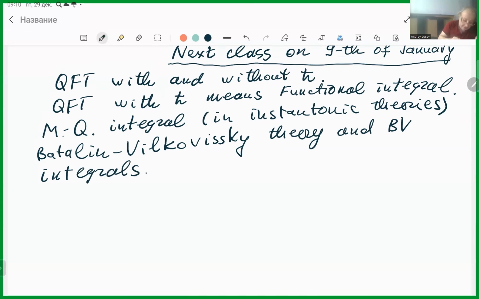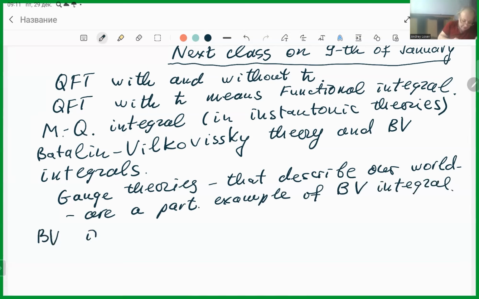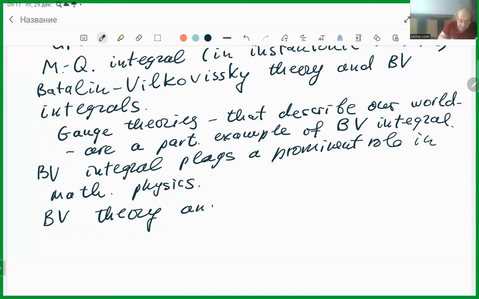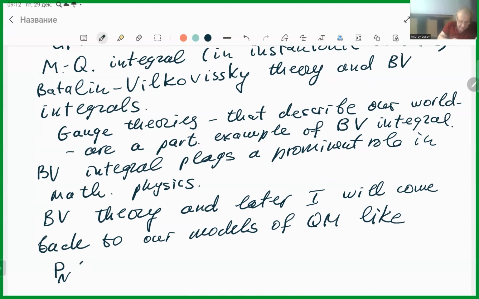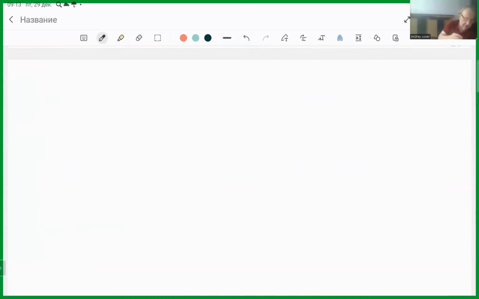The importance of this is that the gauge theories that describe our world are a particular example of a BV integral. However, BV integral plays a prominent role in mathematical physics. So I'll explain BV theory, and later I will come back to our models of quantum mechanics, like polynomials of degree n of z0 z1 and generalizations, treated as gauge quantum mechanics, not written this way in books. So let me start. There are several inputs.